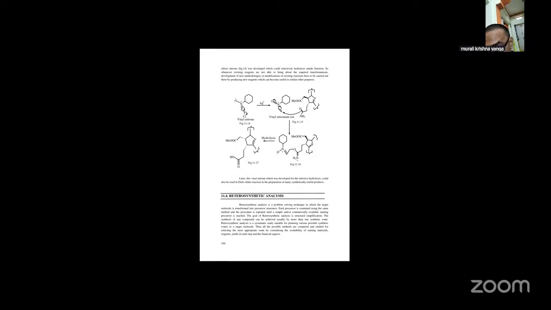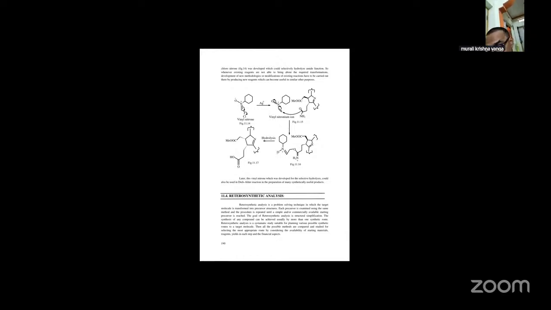The goal of retrosynthetic analysis is structural simplification. The synthesis of any compound can usually be achieved by more than one synthetic route.